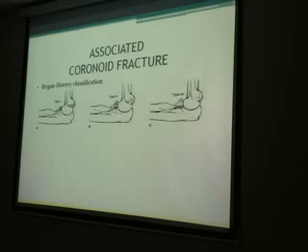Type 2, 50% only, up to 50% of the coronoid is fractured. And also, no dislocation, no treatment. Type 3, more than 50% is fractured, must be treated. Why? Because here there is attachment to the medial collateral ligament.